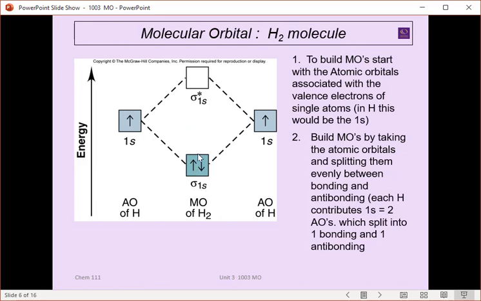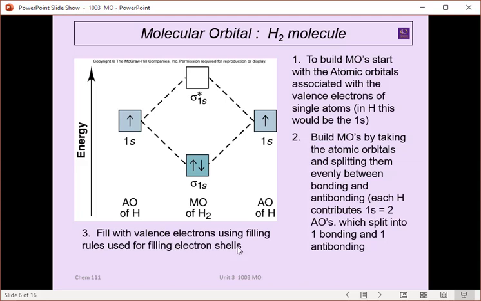And then basically when you're done, you can use that rule and say, here's our hydrogen, an H2 molecule, and I've now filled it with my 2 electrons, one spin up, one spin down, and now I'm ready to figure out the bond order, right? So that's the last step. Fill with valence electrons using your filling rules.